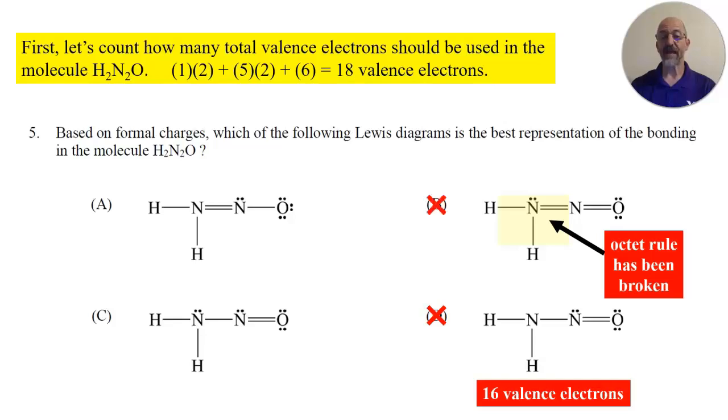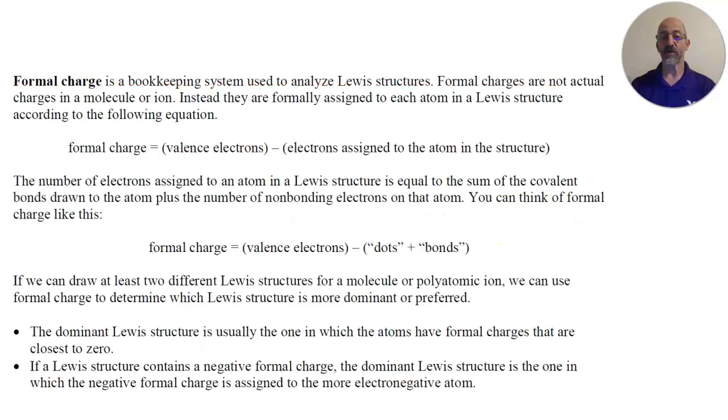Now, with choices A and C, I'm going to assign formal charges to each nitrogen atom and oxygen atom. So what exactly is formal charge? In my video for topic 2.6, this is what I had presented about formal charge. Formal charge is a bookkeeping system used to analyze Lewis structures. Formal charges are not actual charges in a molecule or an ion. Instead, they are formally assigned to each atom in a Lewis structure according to the following equation.